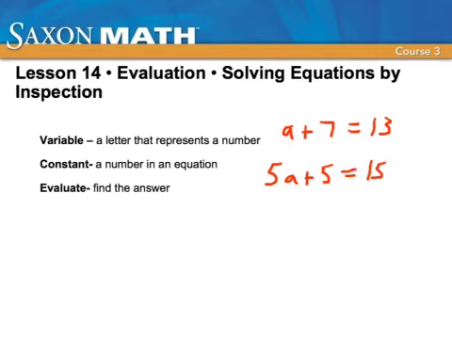So again, let's use our words. Find the variable. The variable is the a, it's the letter. The constants are any of the numbers. So here's a constant, and here's a constant. Now if we want to evaluate this equation, we would want to find the answer. Okay, let's do some examples.